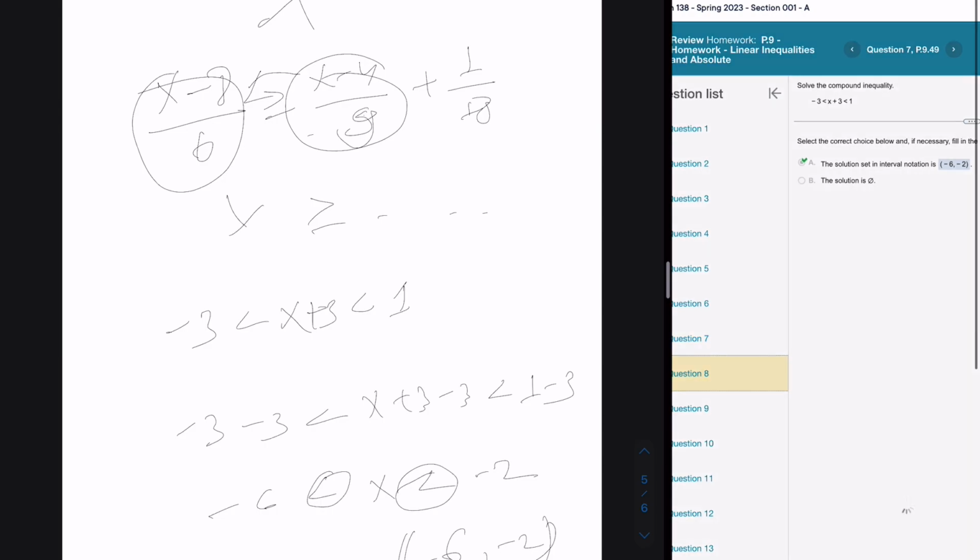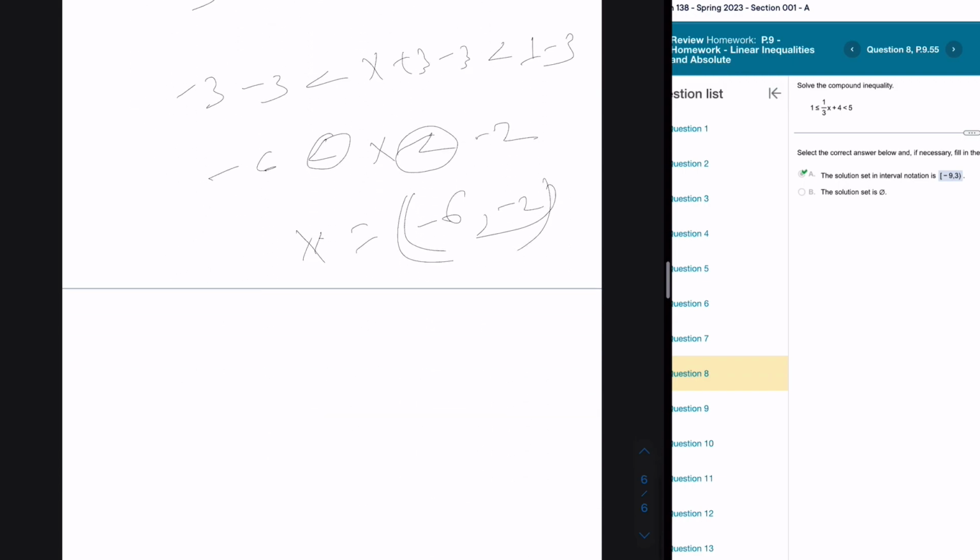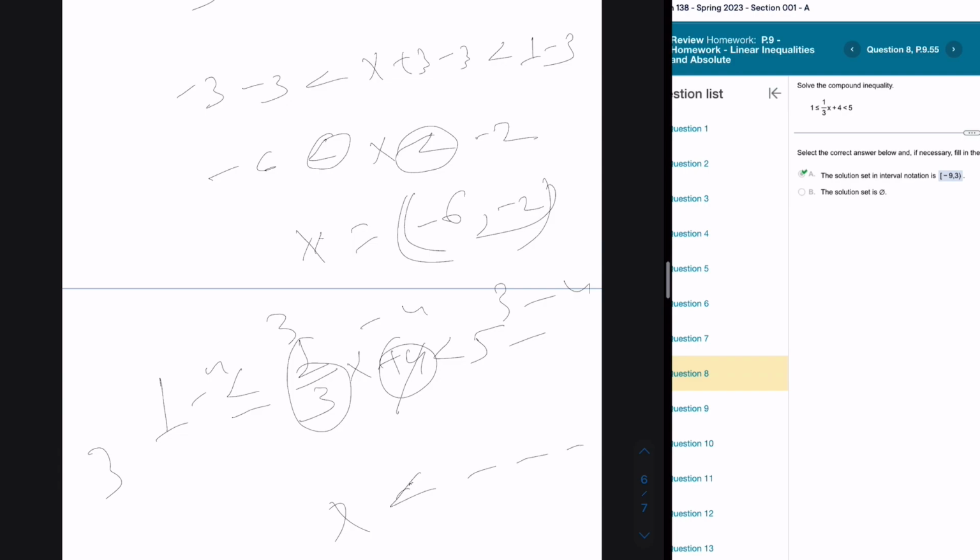Question number 8. Question number 8 is the same, so I'm not gonna solve this. I'm just gonna show you one step. That's it. So first subtract 4 on all sides, minus 4, minus 4. Then the 4 will cancel, and after that multiply by 3 on all sides. Multiply by 3 on all sides, then the equation will be solved. That's it.